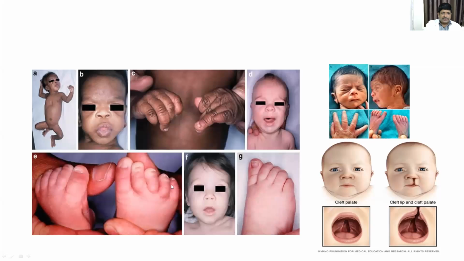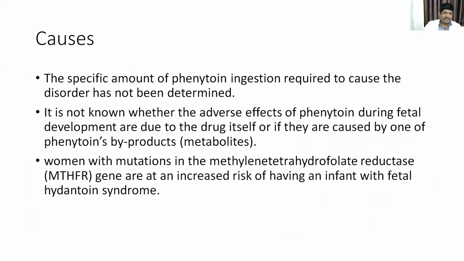You can see the fingers, you can see here the fingernails. Here the overgrowth in the neck portion you can see. The nails you can see over here. Then cleft palate you can see here inside, and here is cleft lip plus cleft palate. So these are the characteristic features of fetal Hydantoin syndrome.